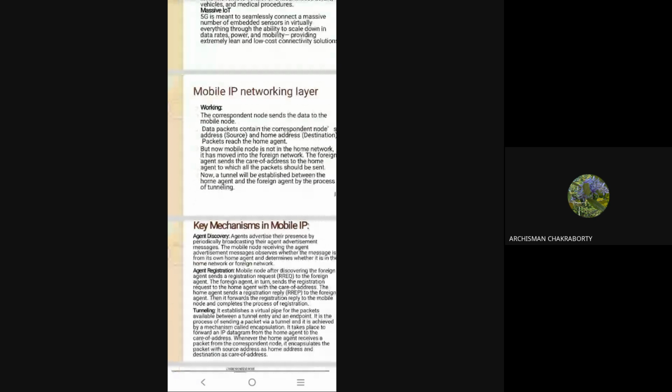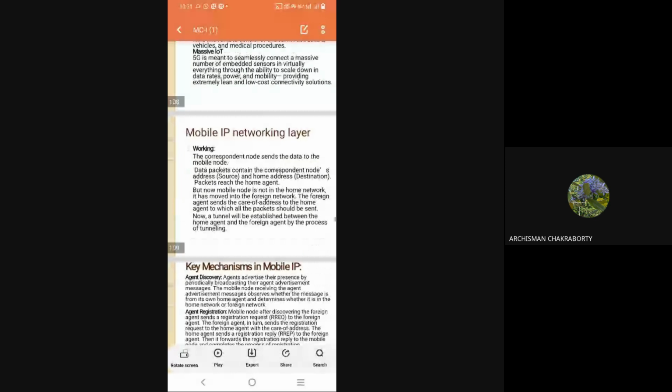So then, mobile IP, let's talk about that. This is an important topic, how mobile IP works. We had a small discussion about mobile IP in previous classes.